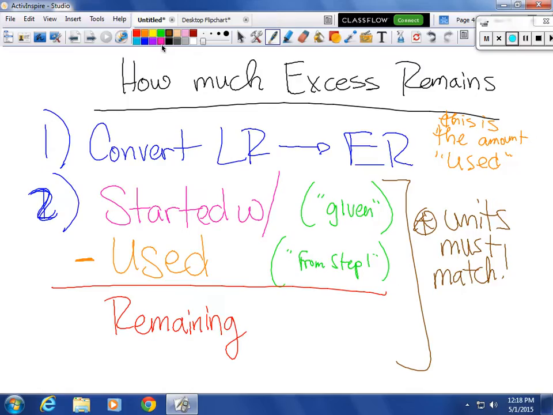So what you would have to do is convert the LR to ER to find out how much was used. And then once you know what's used, the question isn't how much was used. What was the question? How much remains? How much is left? So I've got to know how much I started with, which is the given. And I subtract from it how much was used, which you find from step 1, and that tells me how much was left. Does that make sense? So let's work through the problem.